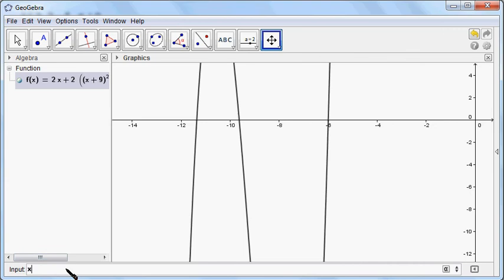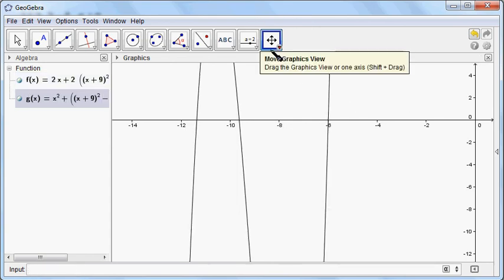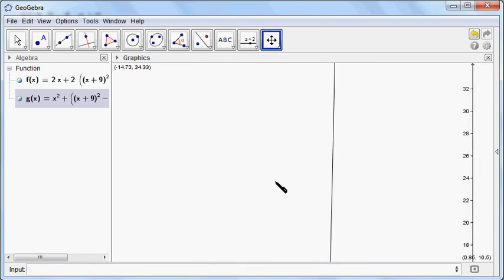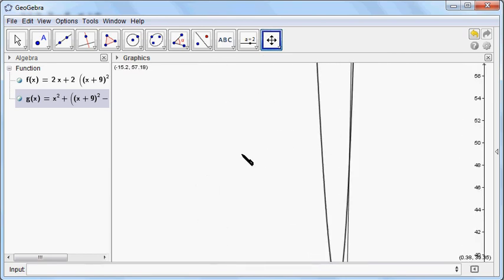So you have x squared plus quantity x plus 9 squared minus 8, squared. If you type that in, you have the other function, and then you see that this is the graph.